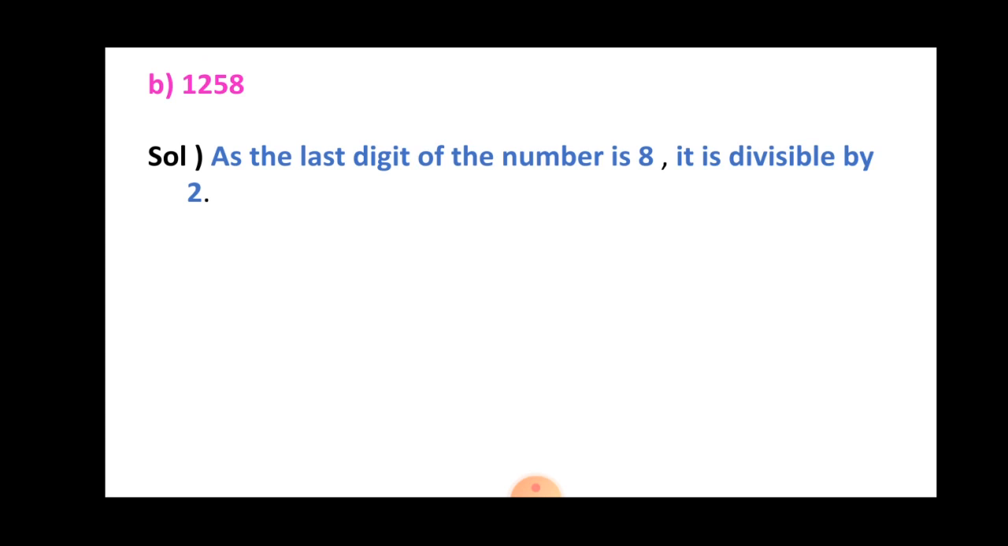Now let's take another number from the same exercise, that is 1258. Again, first of all, we will check its divisibility by 2. Here its last digit, that is the ones place digit, is 8. So it will be written that it is divisible by 2.